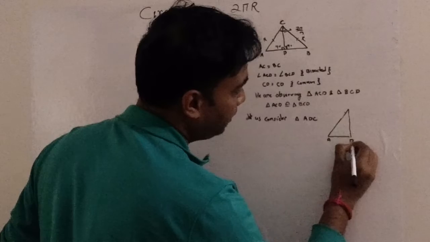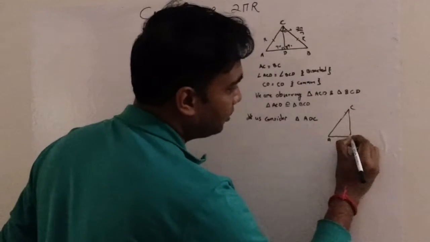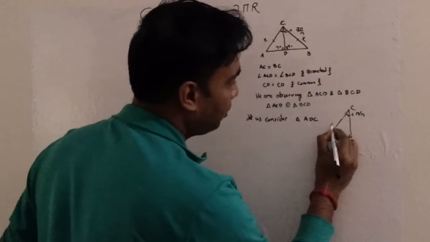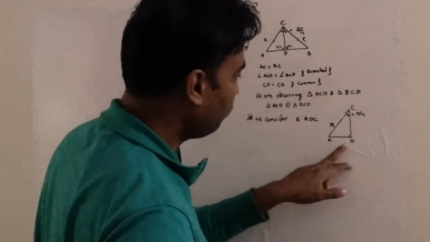A, B, C. This is 90 degrees. This is pi over n. Okay, and this is r. Now, what will be the length?